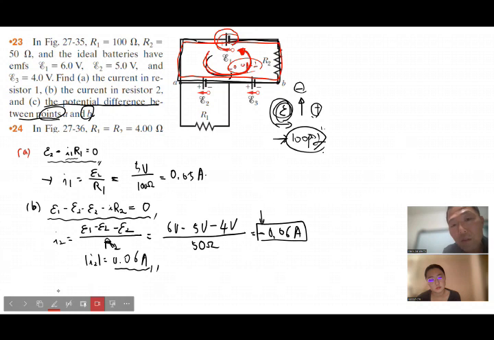But just take a look at E2 and E3. Their sign is opposite. When you take a look at this here, that is the flow of current, the plus and minus. That's the sign, the direction of the battery, but the direction of the loop is this direction.